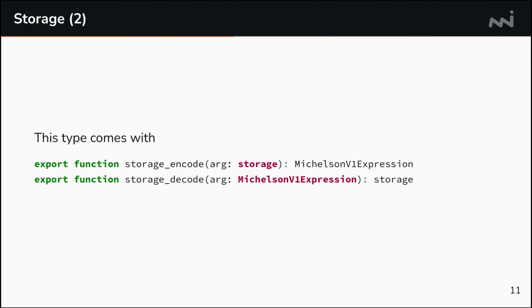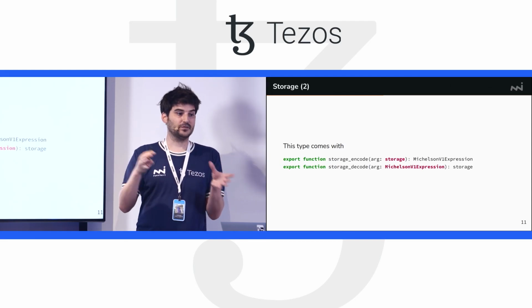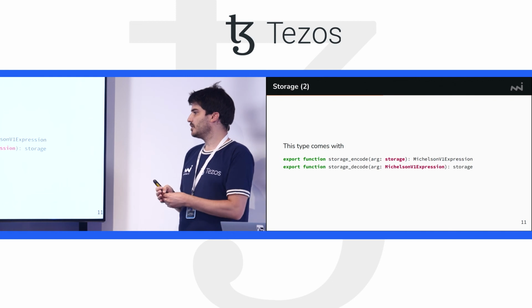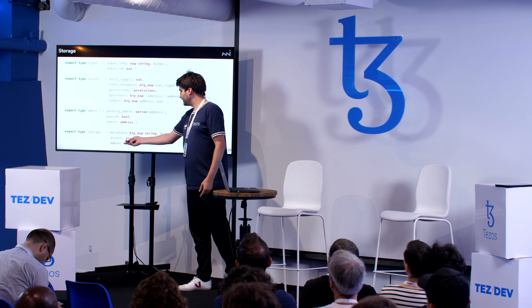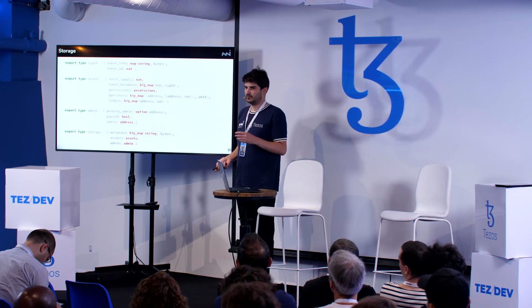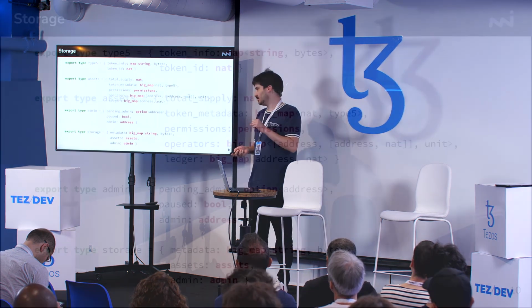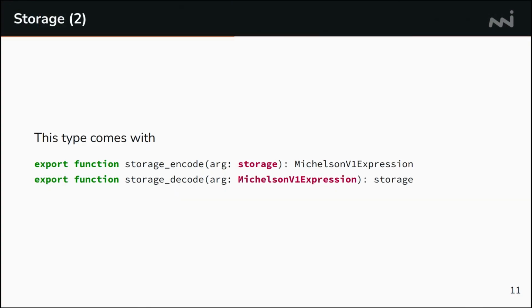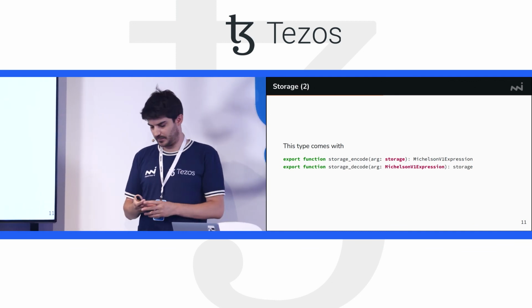Of course, this wouldn't be complete without a way to transition from this type we generated to the Michelson type, right? So we want to be able to encode this storage that we write in TypeScript into Michelson, and we don't have to write all the gory details of how it's encoded in Michelson. So this function will do that for us. It will encode our storage into a Michelson expression, and it will also generate a decoder, which will take a storage in Michelson and convert it into this type.